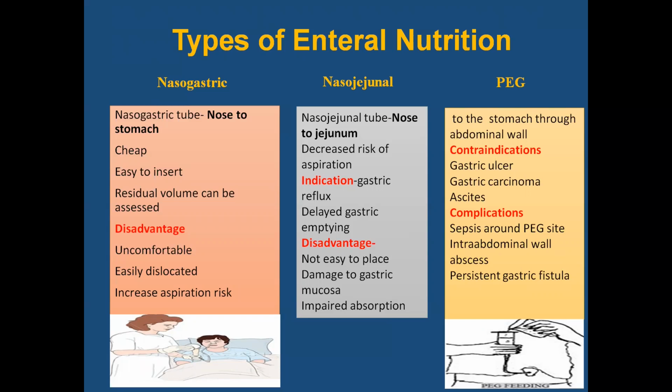And nasojejunal has decreased risk of aspiration. Indications are gastric reflux and delayed gastric emptying, and disadvantages: not easy to place, damage to gastric mucosa, and impaired absorption. And for PEG, the contraindications are gastric ulcer; if the patient has gastric carcinoma, or ascites, or gastric ulcers, then these are the contraindications, and we cannot place a PEG. And complications are sepsis around the PEG site, intra-abdominal wall abscess, and persistent gastric fistula.